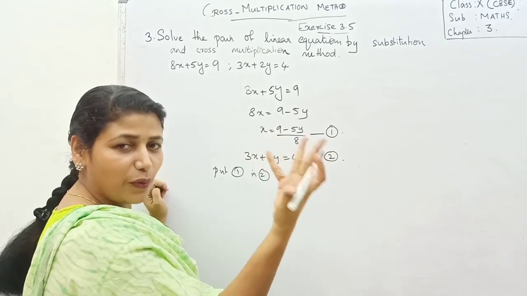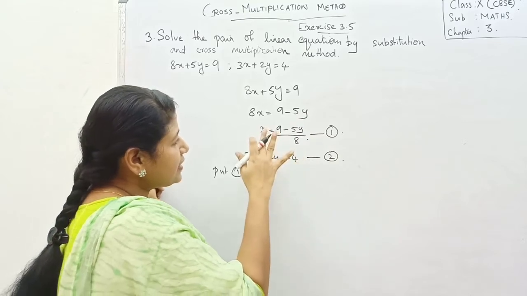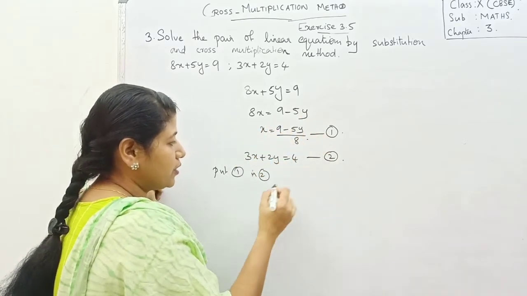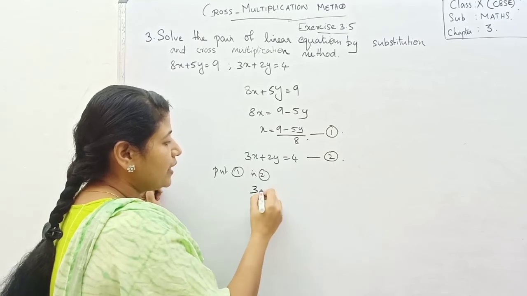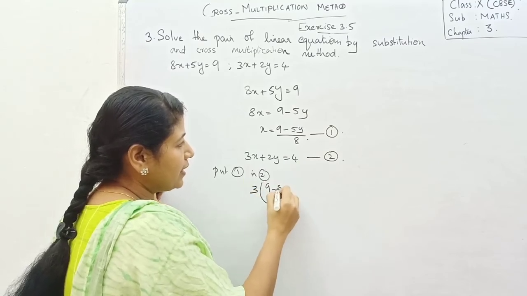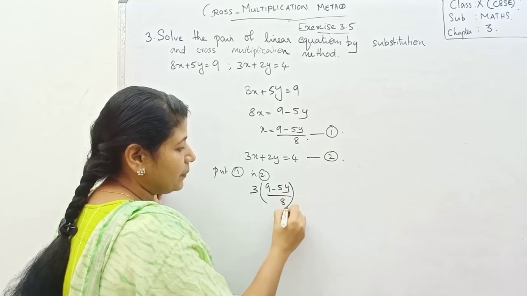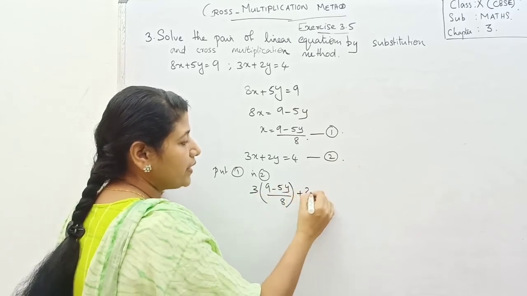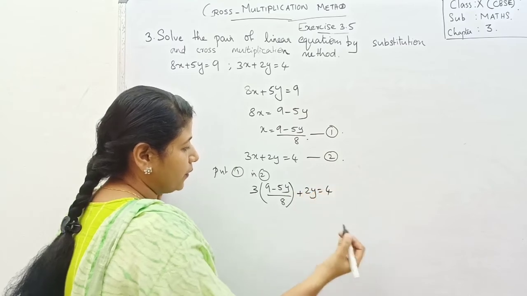X is written in the form of y. So we can substitute the value of x in the form of y into the second equation. So we are doing like this: 3 into, instead of x we are using (9 minus 5y) by 8, plus 2y is there, equal to 4.